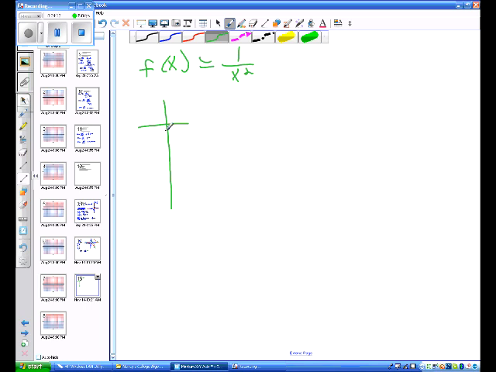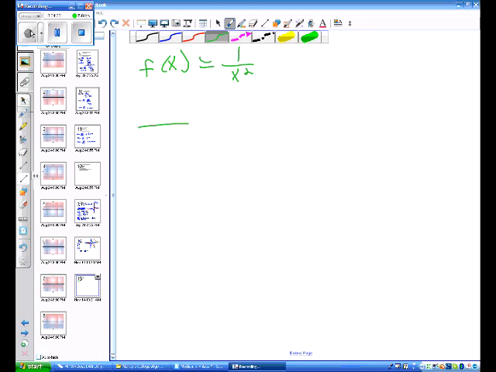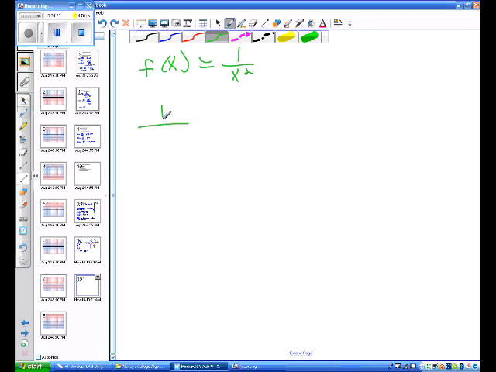So let's go through. We're going to use the same points that we did. We're going to use 1/2, 1, and 2. So we're going to pick the same points that we picked with our reciprocal function. The only difference is here, and we're going to square that answer.